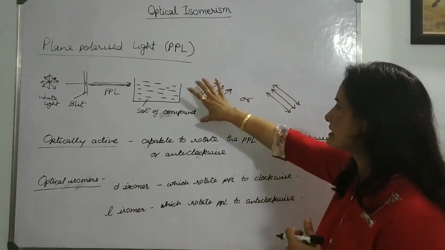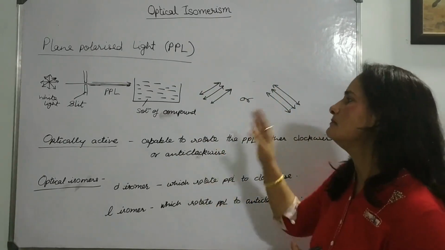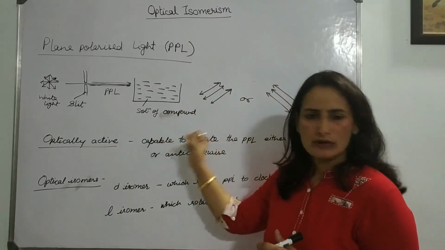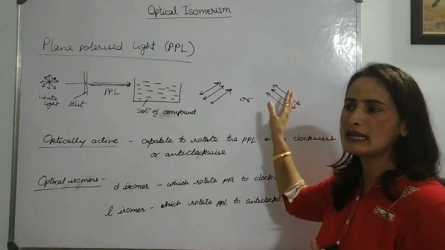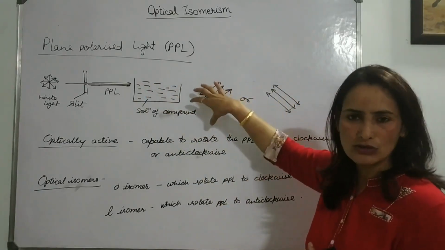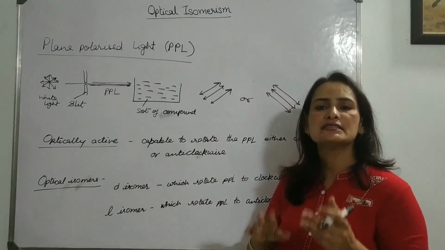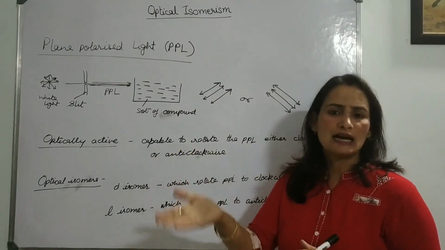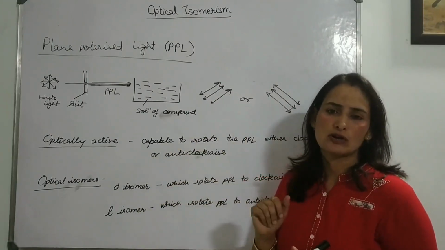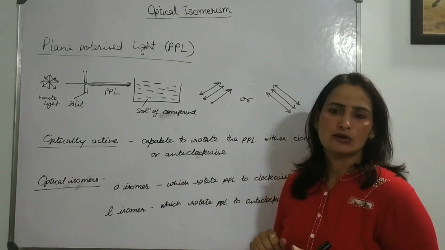isomerism. So I think the definition is clear to you. I am revising once again. When a compound is capable of rotating the PPL either clockwise or anti-clockwise when passed through its solution, it is called an optically active compound, and it always exists in two forms, D form and L form. D form is the isomer which rotates PPL clockwise, L form rotates the PPL anti-clockwise.